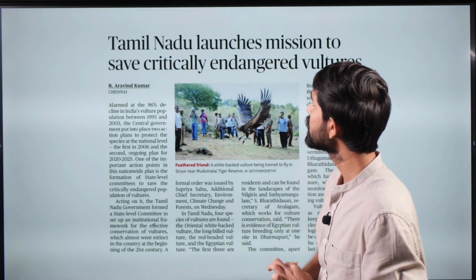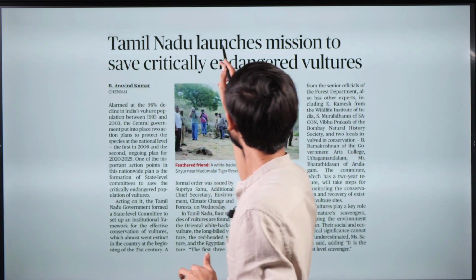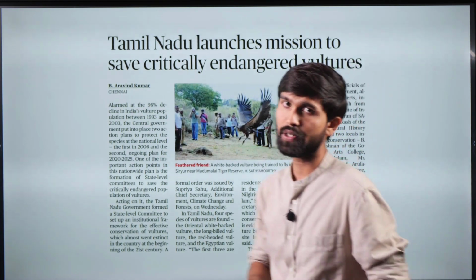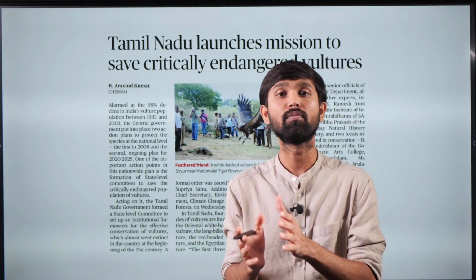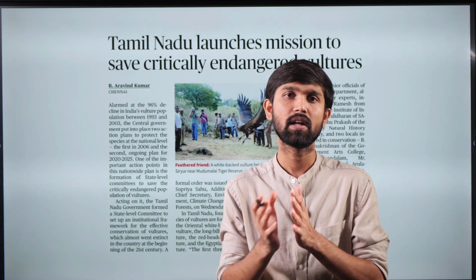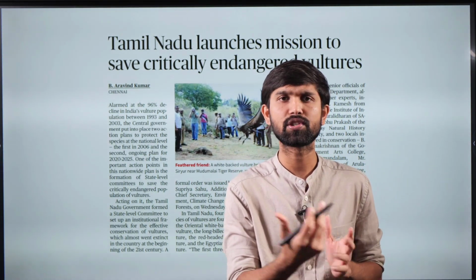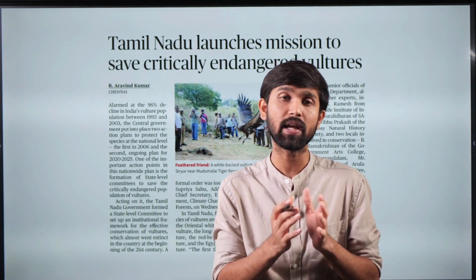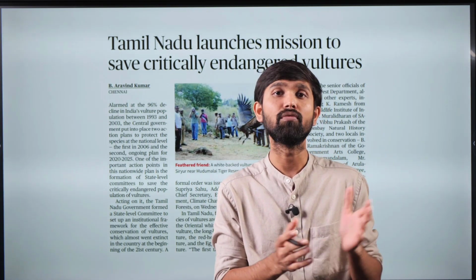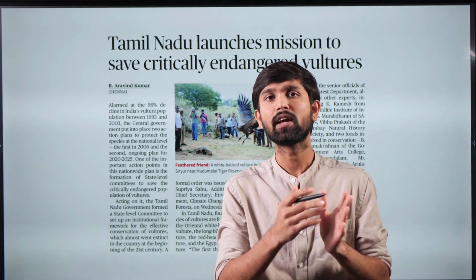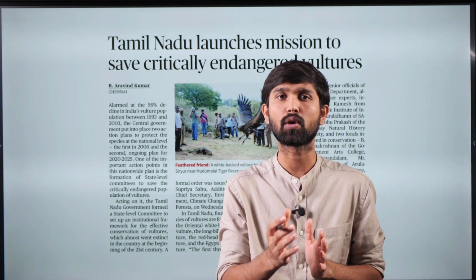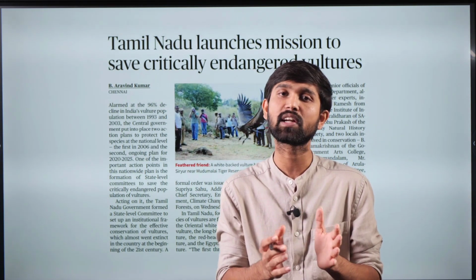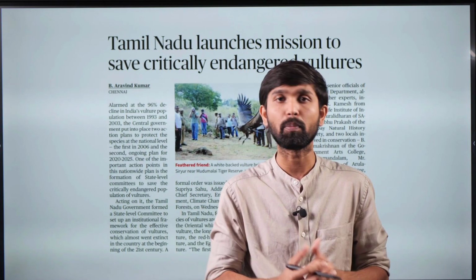The next article which appears in the newspaper reads, Tamil Nadu launches mission to save critically endangered vultures. Now this particular article becomes important in the backdrop of conservation of vultures. We might have seen vultures in a few photos here and there, but the reality is that the population of vultures today in India and around the world as well is very fast depleting. Therefore increased conservation efforts are required, which the Indian government is also taking in this regard, but increased conservation is required with respect to conserving the population of vultures.